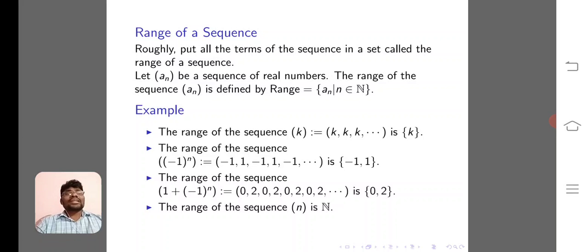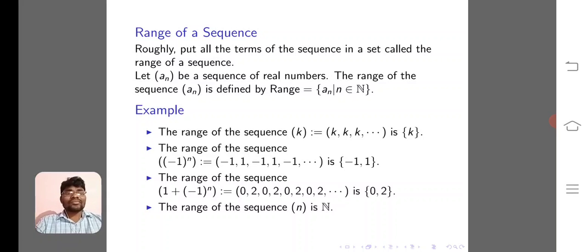Now come to another example. Consider the sequence (-1)^n. Put n equal to 1, we will get the first term: a1 is equal to (-1)^1, that is -1. How do we get the second term, a2? In the place of n, put n equal to 2. So (-1)^2 is nothing but 1.